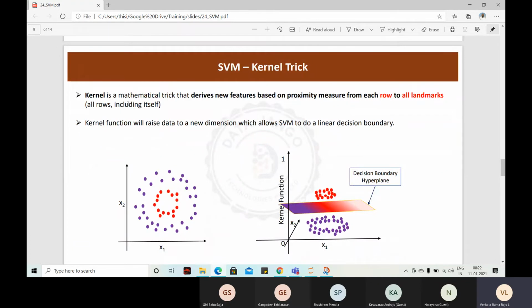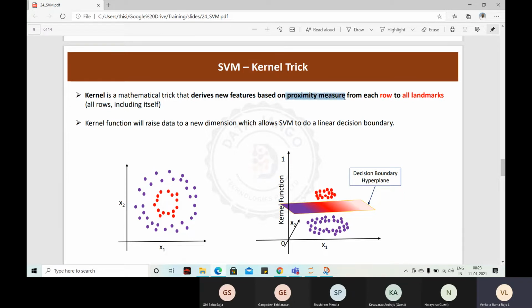Kernel is a mathematical trick that derives new features based on a proximity measure for each row and all landmarks. So this is the key point you need to remember. Only this point I am going to explain now. It derives new features based on a proximity measure for each row to all landmarks.